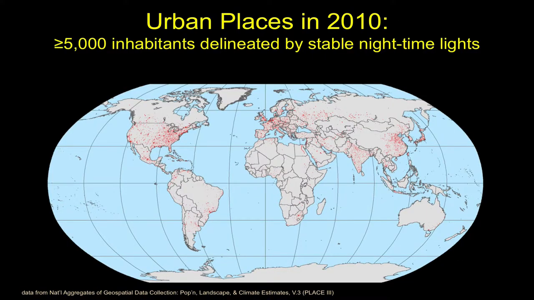So you can look at this, for example. This is data from what's called the Place 3, which is a data set you guys could download and play with if you want to. Basically, this is the world, and each little red dot indicates an area of a lot of people. That is at least 5,000 people living in that little red area. It could be more than that.